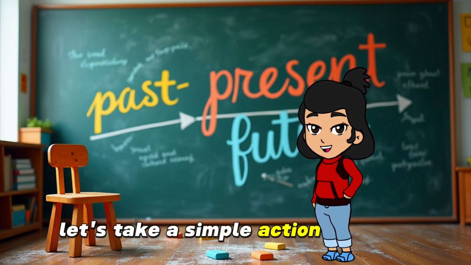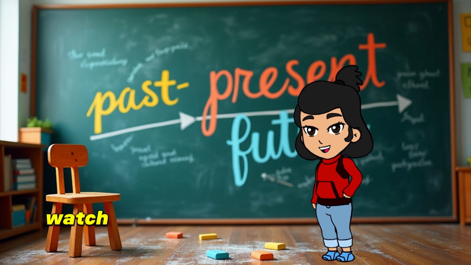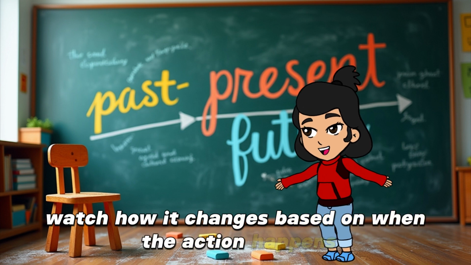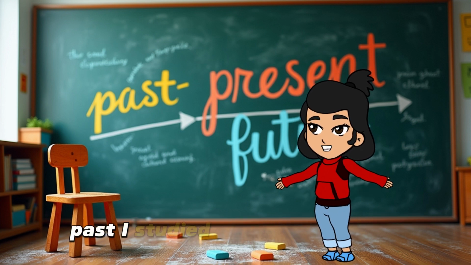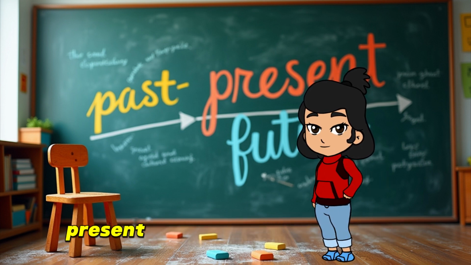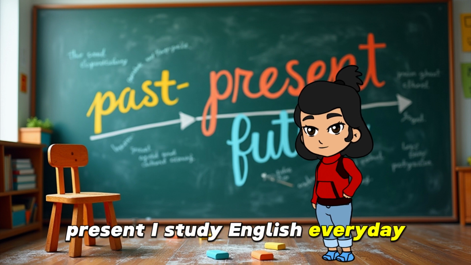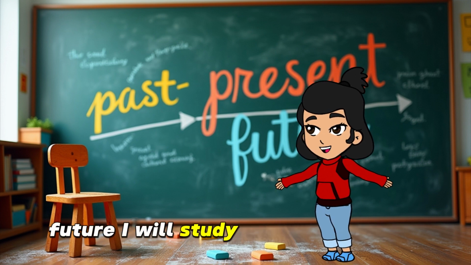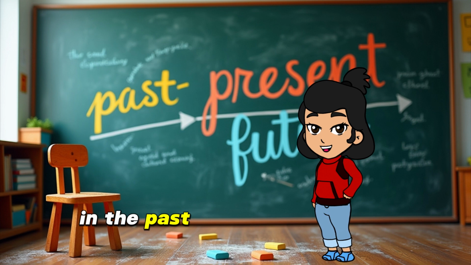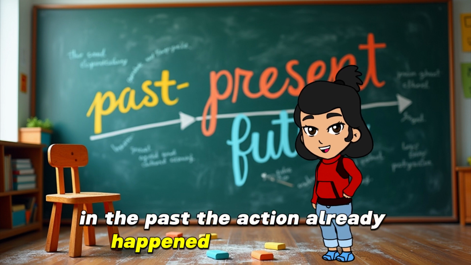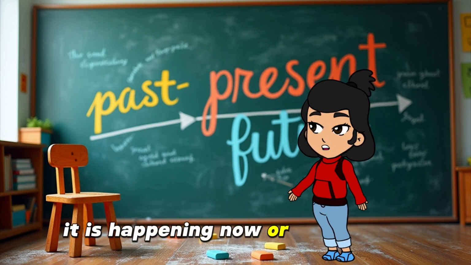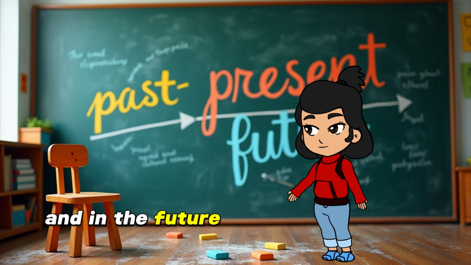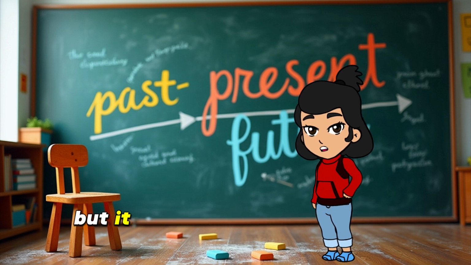Let's take a simple action. To study. Watch how it changes based on when the action happens. Past, I studied English yesterday. Present, I study English every day. Future, I will study English tomorrow. In the past, the action already happened. In the present, it is happening now or repeatedly. And in the future, it hasn't happened yet, but it will.